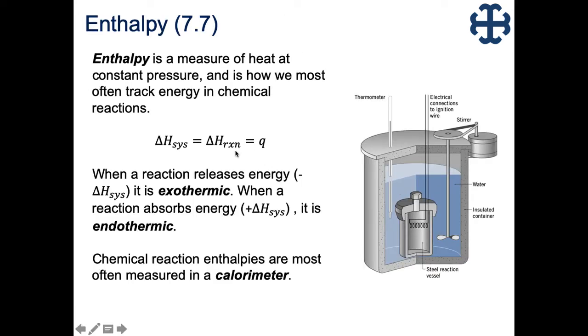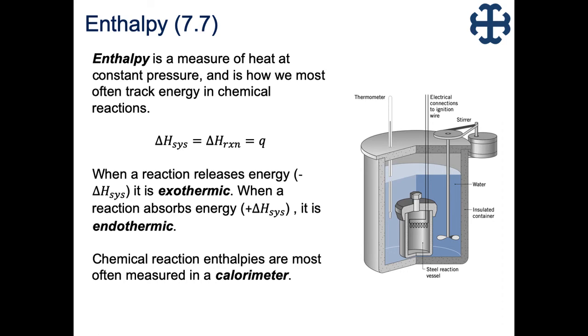We defined what enthalpy is. Just a reminder, that's our delta H. And oftentimes in chemistry, we're concerned about the system, which is a chemical reaction most of the time. Things that release energy are called exothermic. We have a negative delta H. Things that absorb energy, heat energy, have a positive enthalpy for the system.